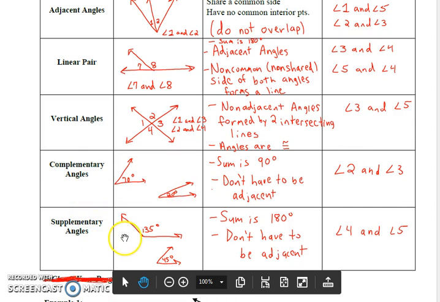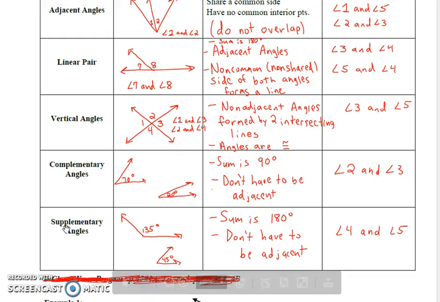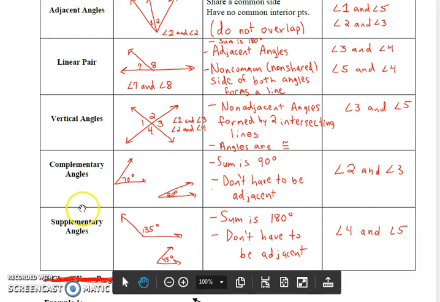Supplementary is two angles whose sum is equal to 180 degrees. We'll use this one a bit more frequently throughout the year. As you can see, 135 and 45, if you add those up, it equals 180. So therefore, these two angles are supplementary. Again, they don't have to be next to each other. They don't even have to be on the same plane. If I have a 100-degree angle in one part of the classroom and an 80-degree angle at your house, those two angles are 180 degrees, so they're supplementary.